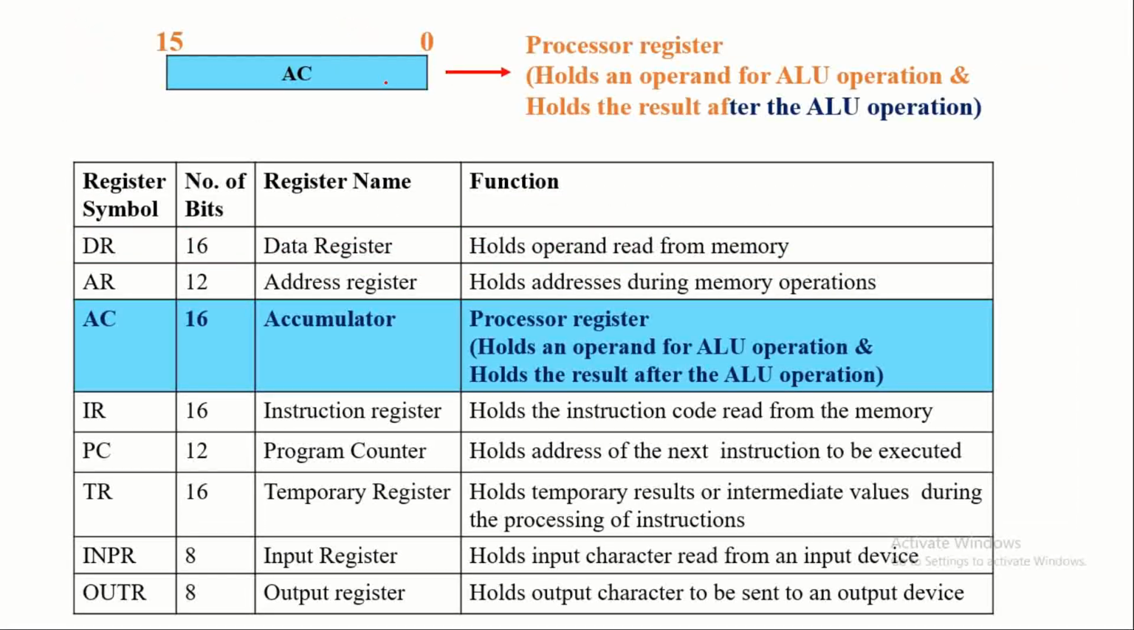Whereas coming to the accumulator, it is known as the processor register. It holds one of the operands required for ALU operation, and after performing the ALU operation, the result is also going to be stored back into the accumulator. Its size is 16-bit.